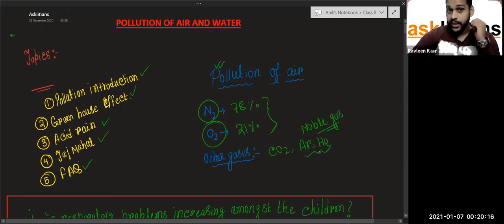Among the inert gases, which is the most abundant gas? Please try to tell me the answer. Yes, argon. Argon is the most abundant gas present in the air among the inert gases, right? Very good. Now, moving on to the next part.